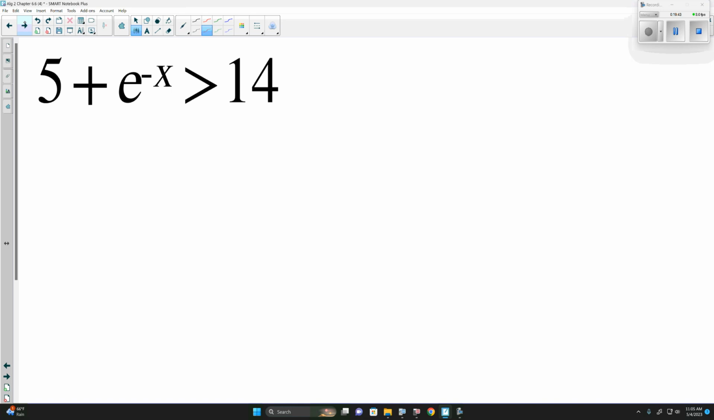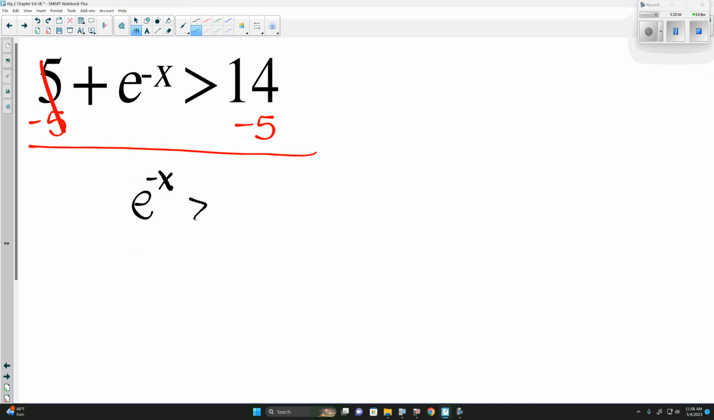Now, let's look at this one here. I was planning on doing one of these and then one more with logs, and then we'll be done for today. Now the first thing we need to do is get e by itself. So we can, these will cancel. E to the negative x is greater than 9.